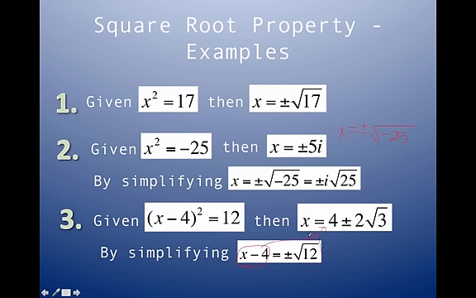Now, the question is, how does the square root of 12 become 2 the square root of 3? Keep in mind, the square root of 12 is the square root of 4 times 3. And we know what the square root of 4 is, it's 2. And so that's how I'm getting the 2 the square root of 3.